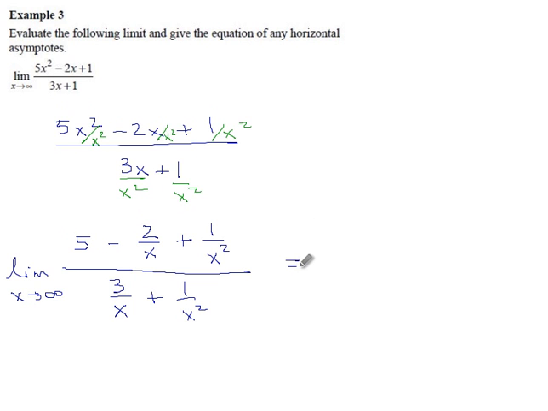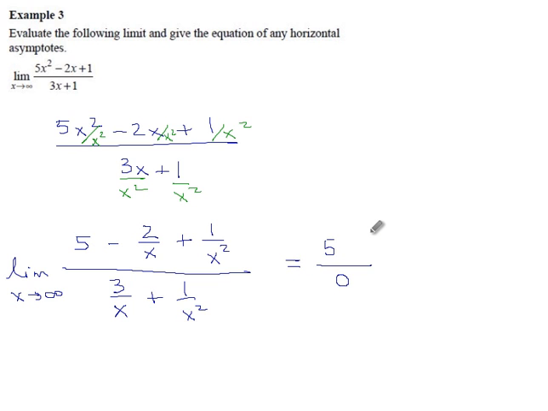So we have the number 5. That's good. And we know that anytime you have a number divided by an infinitely big x, that just goes to 0. So this term vanishes. We get minus 0 plus 0. Neither of those matters. And in the denominator, we get 0 plus 0. Uh-oh.